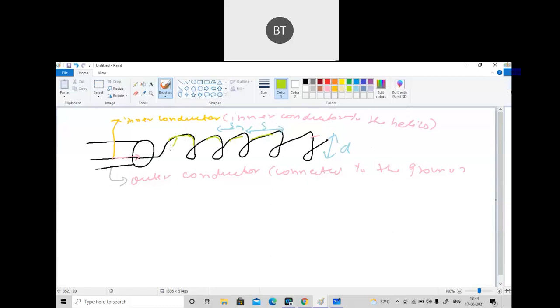And L naught is the length of one wire. This is also L naught, the length of the second wire. L naught, the length of the third wire. L naught, the length of the fourth wire. L naught, the length of the fifth wire. Like this, the helical antenna will look.